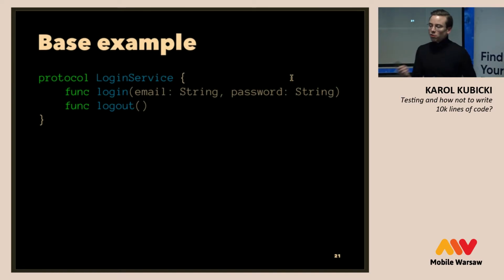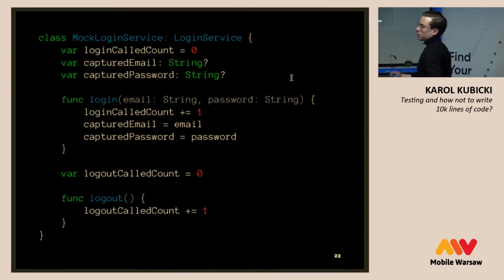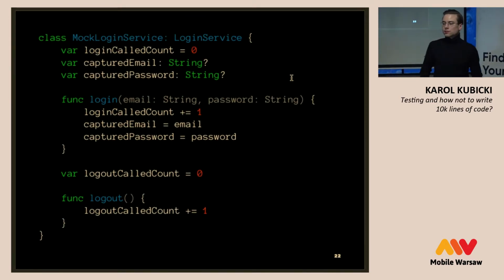So let's go back to our login service. Now we actually need to test interaction with our login service. So we need to define a protocol that has the same interface we used before. So it has login with email and password, and logout. Initially, when you start writing tests in Swift, you probably do something like this. You create everything by hand, which is to define a mock login service that implements login service.